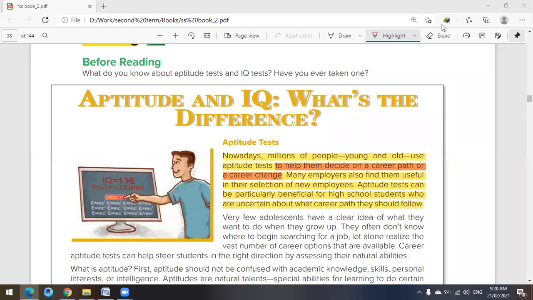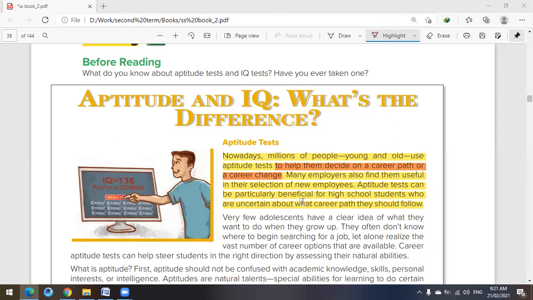About what career path they should follow. Okay. Again, Hamoud. One more time. Say the answer: who are uncertain about. So you have to understand what's meant here.